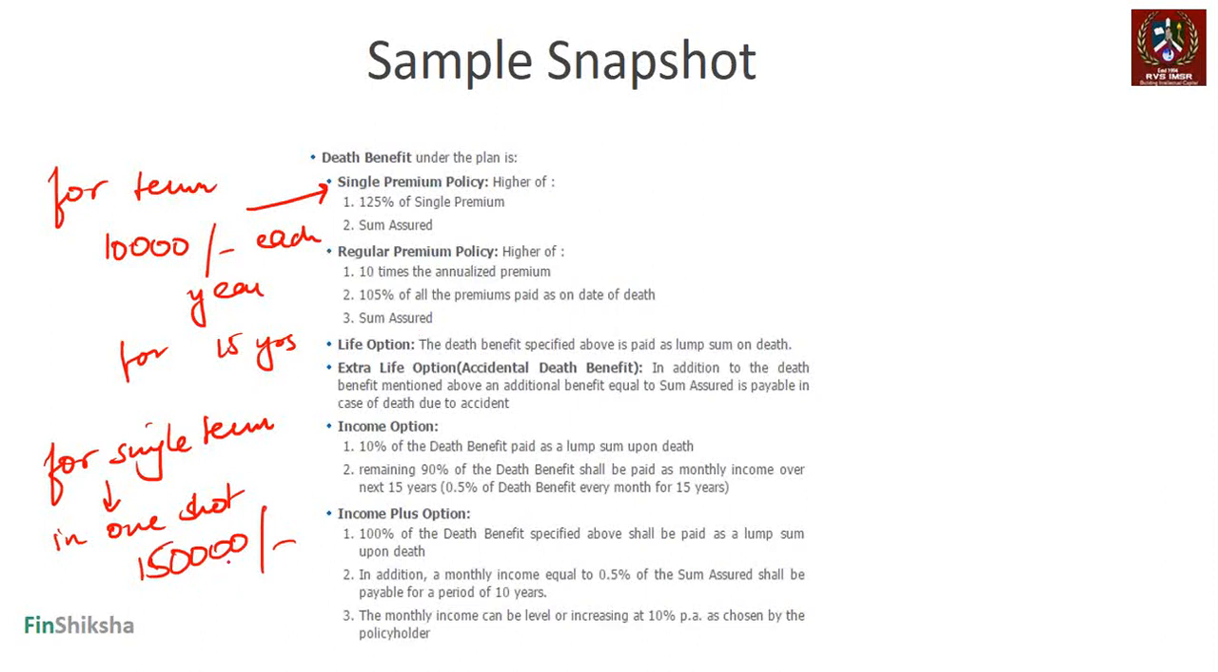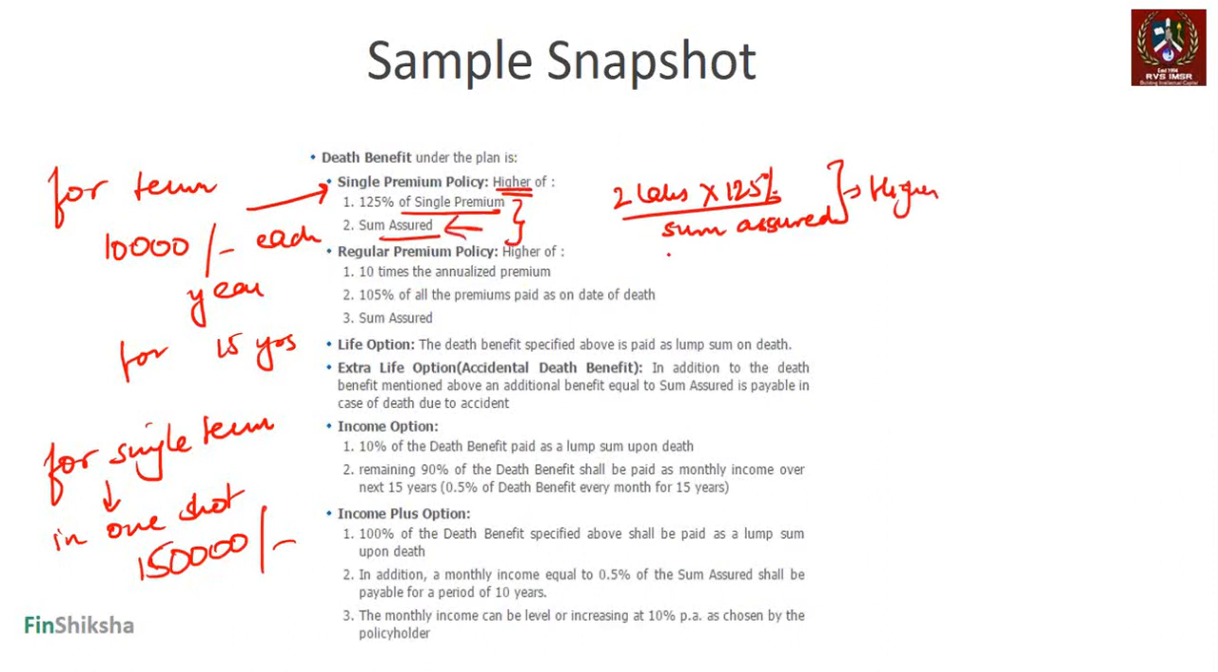In case of a single premium, sometimes people say, I don't want to remember paying it every year, so I'll just pay in one shot. So that's a single premium. The death benefit is the higher of 125% of the single premium or the sum assured. So if you have paid 2 lakhs, it's this into 125% or the sum assured, whichever is the higher amount, you will get paid that amount, right? Obviously, your premium will depend on the sum assured, so these two numbers are not going to be materially very different.